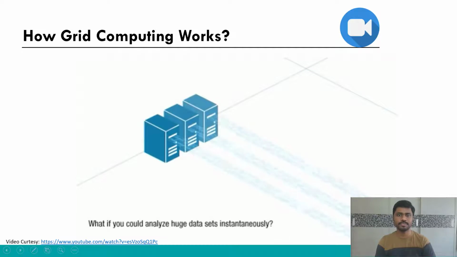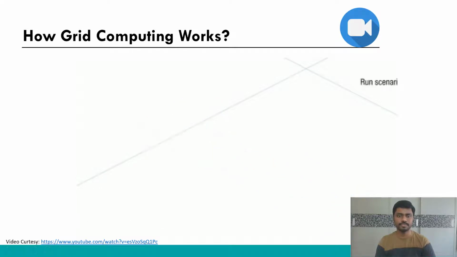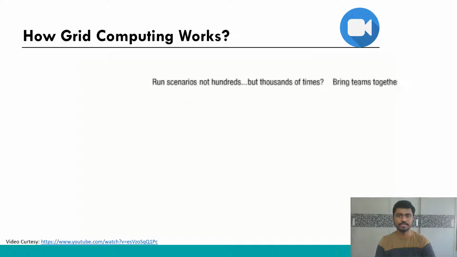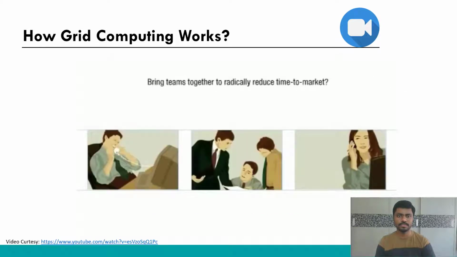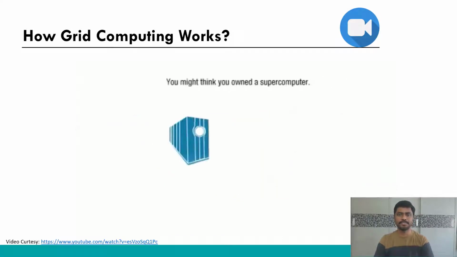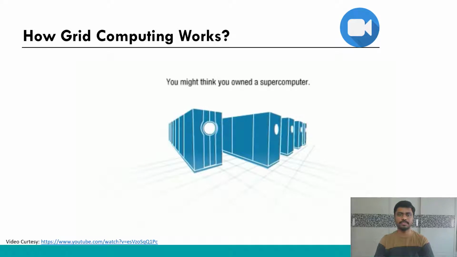What if you could analyze huge data sets instantaneously? Run scenarios not hundreds, but thousands of times. Bring teams together to radically reduce time to market, all while increasing productivity. You might think you need a supercomputer, and in today's on-demand world, it can feel like you need one, just to get the detailed results, always faster, always more accurately, that make you competitive in the marketplace.